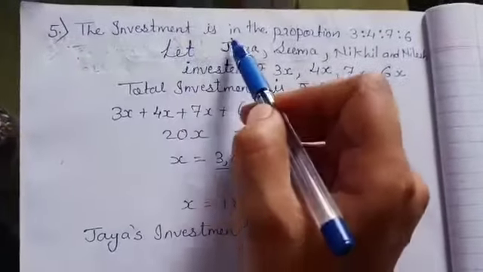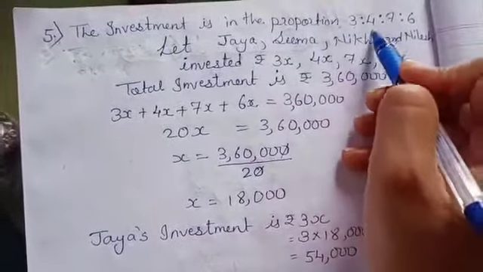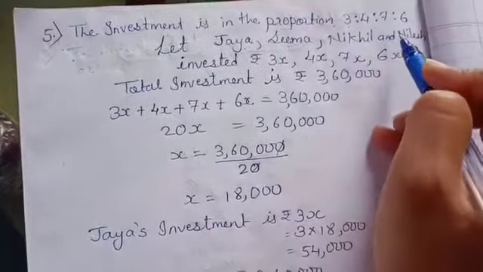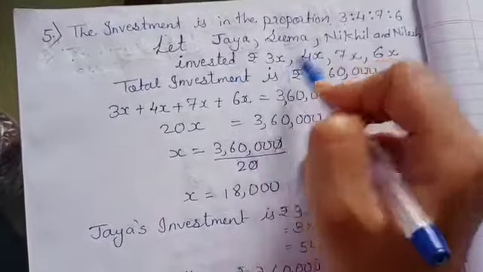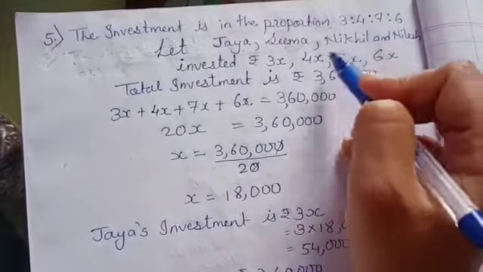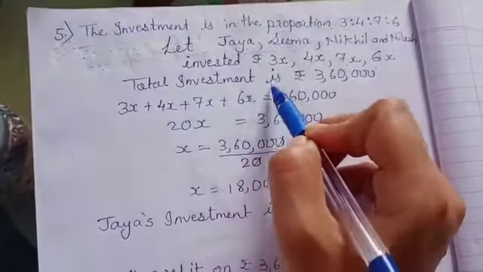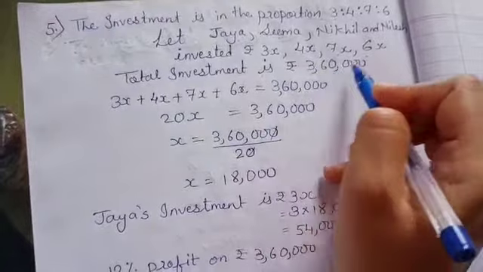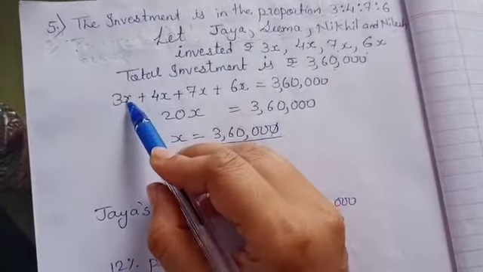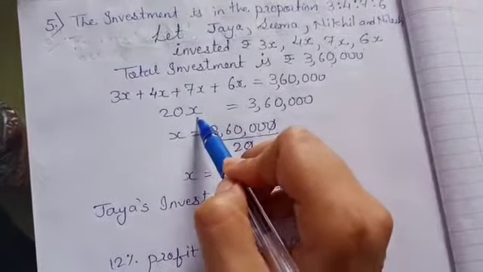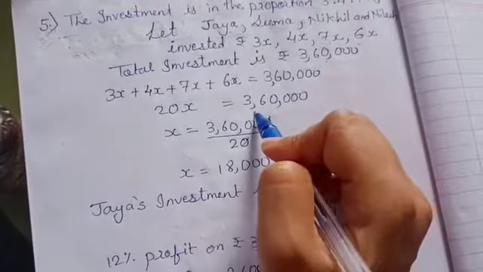So let's see. First we will write the given. The investment is in the proportion 3:4:7:6. So let Jaya, Seema, Nikhil and Nilesh invest rupees 3x, then 4x, then 7x, 6x. Total investment is rupees 3,60,000. Now we will add 3x plus 4x plus 7x plus 6x. So you will get 20x, and this 3,60,000 as it is here.